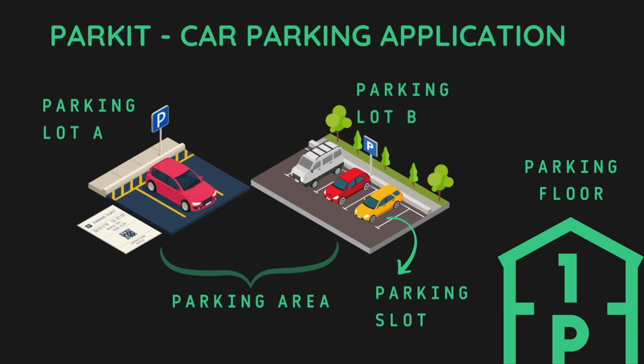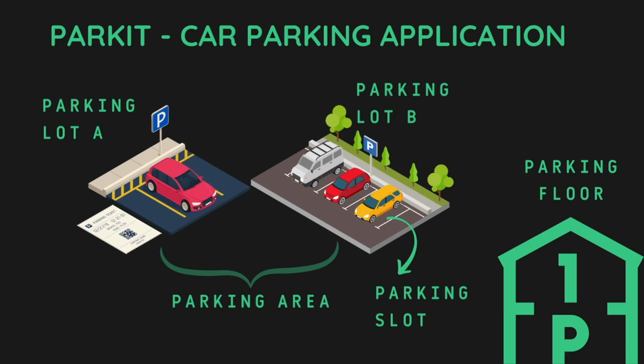Great, so imagine a large shopping mall with a parking facility. So the parking area will be the entire parking facility of the mall, including all floors and lots. The parking floor can be one of the levels within the multi-story parking garage. The parking lot can be a designated section of the parking area, like a lot reserved for VIP customers maybe. And lastly, the parking slot would be the individual space within the parking lot where the cars are parked, like slot number 3023 in lot A on the second floor.